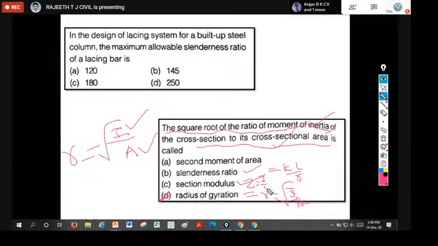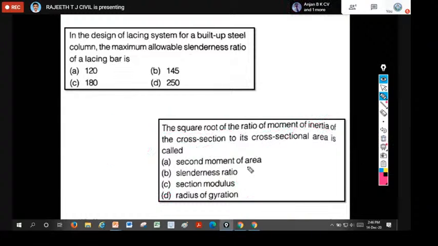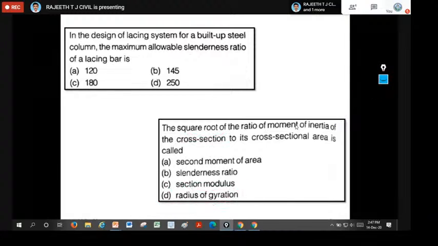If it is the elastic section modulus, Zp is different. Plastic section modulus is different. Second moment of area is your I value, the moment of inertia. So out of these four options, this is the correct answer. Radius of gyration is square root of I by area. So if you want r minimum, you should take I minimum. For any axis, you take the corresponding I value of that axis. That is your radius of gyration.